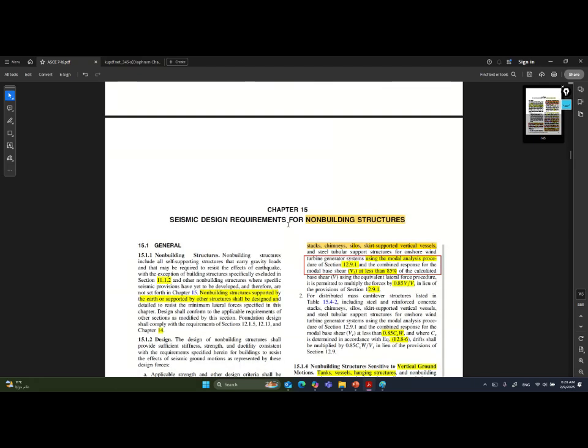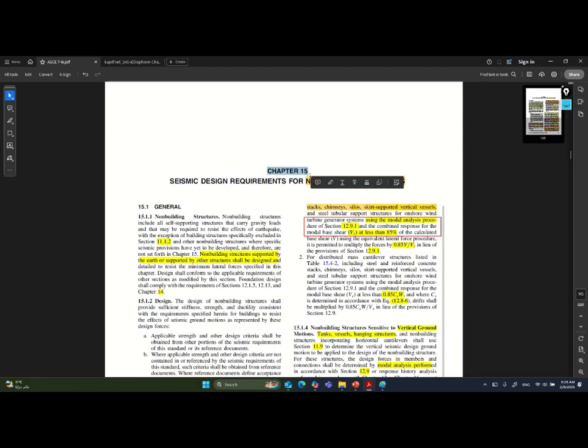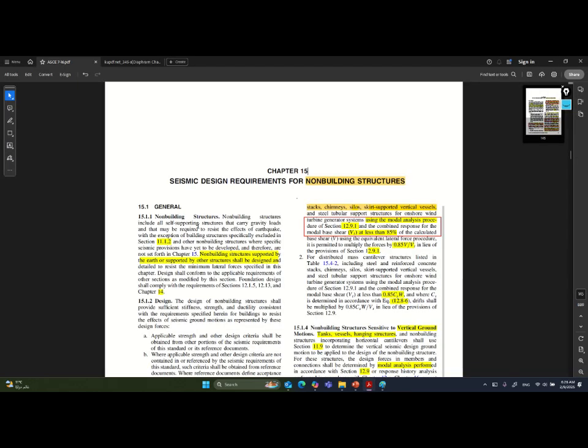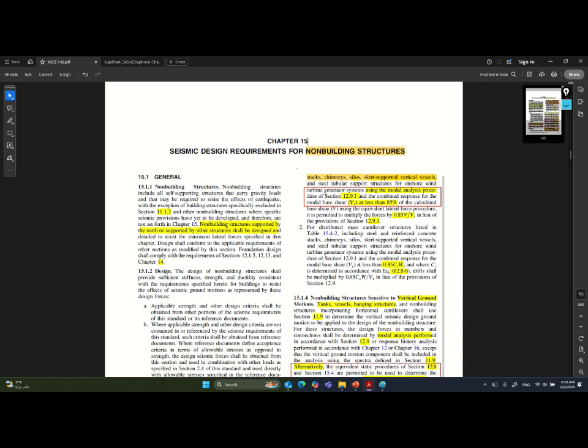Okay, so we will talk about chapter 15. It is for the non-building structures. Non-building structures supported by the earth or supported by other structures shall be designed. It is very important to read the start of the general, because it explains the idea of this chapter. Non-building structures supported by the earth or supported by other structures shall be designed and detailed to resist the minimum lateral forces applied.